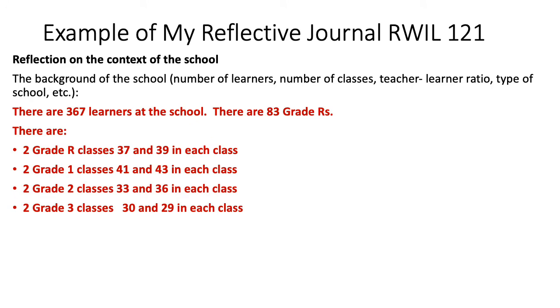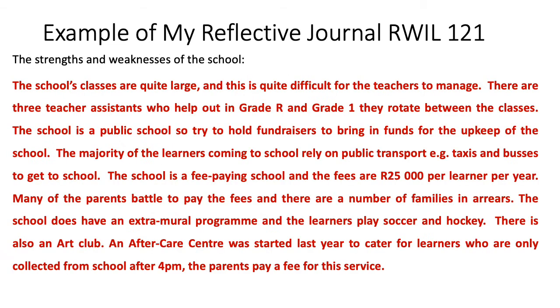Then in your reflective journal, please also, when you're thinking about your background to the school, mention how many learners there are, how many grades there are, and as you can see in this example, 2 grade R classes, 2 grade 1 classes, 2 grade 2 classes, 2 grade 3, and then they've actually put in the number of learners in each respective class. So please do a similar thing. Here's an example of a reflective journal, the strengths and weaknesses of the school.